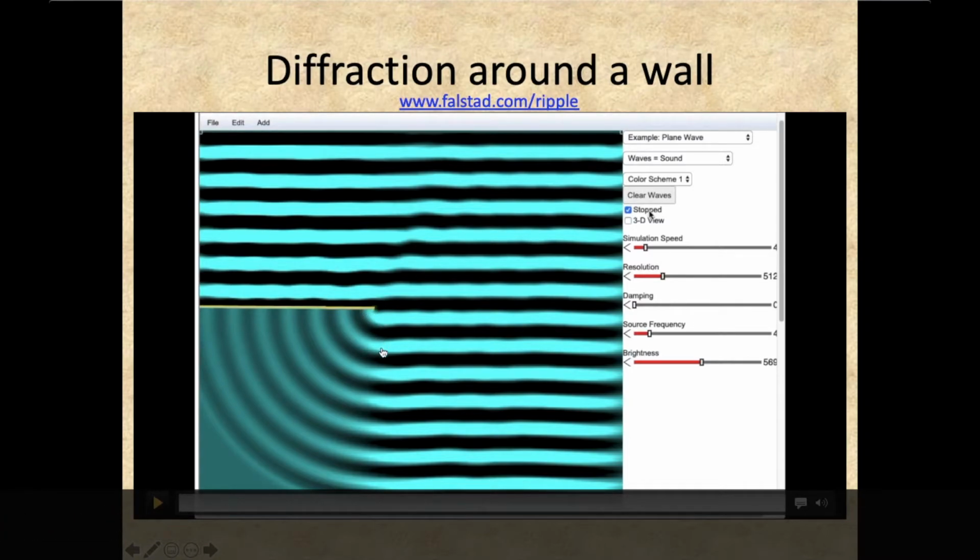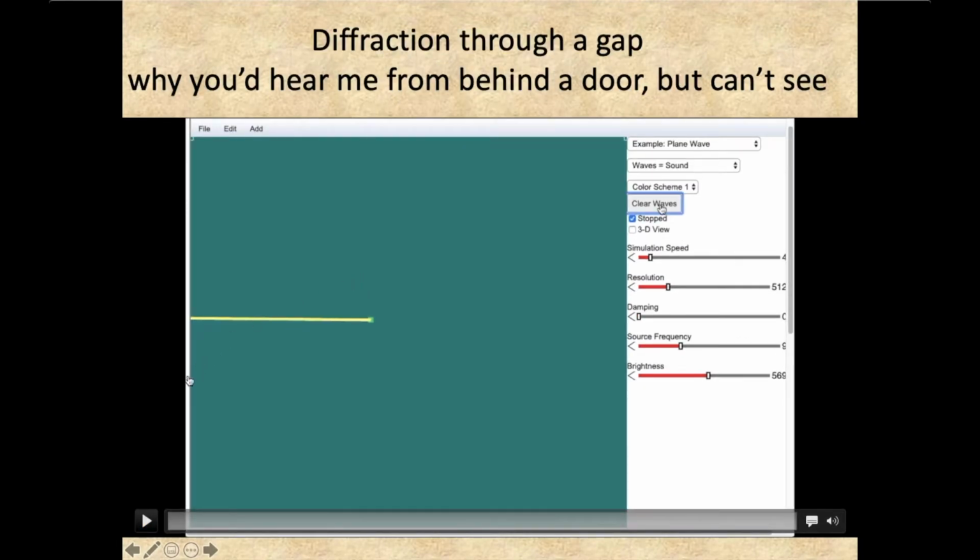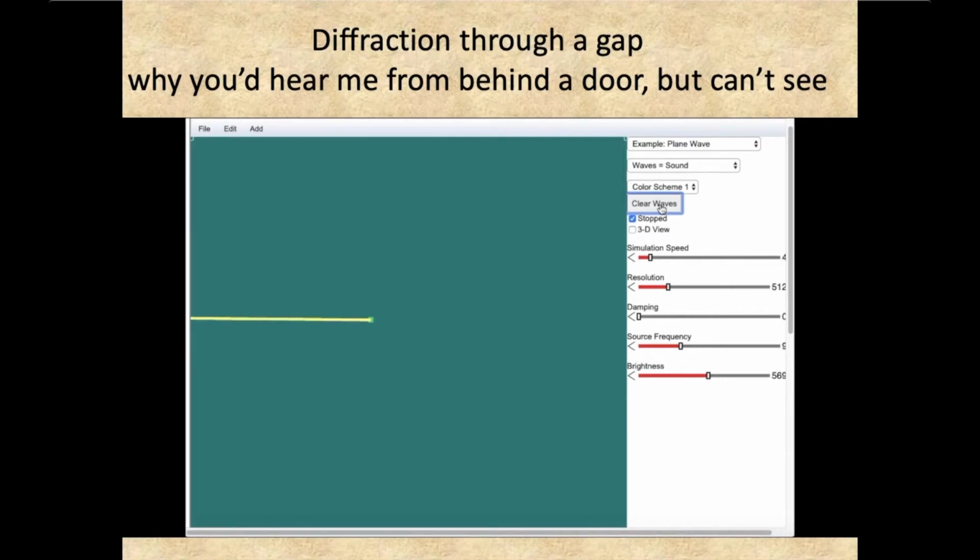So the wave continues to move in the same direction in this region, but after this point, the spread becomes radially outward. Now, a question I'm going to ask is, if I hide behind a door and keep talking to you, you would be able to hear me, but you couldn't see me. Why?